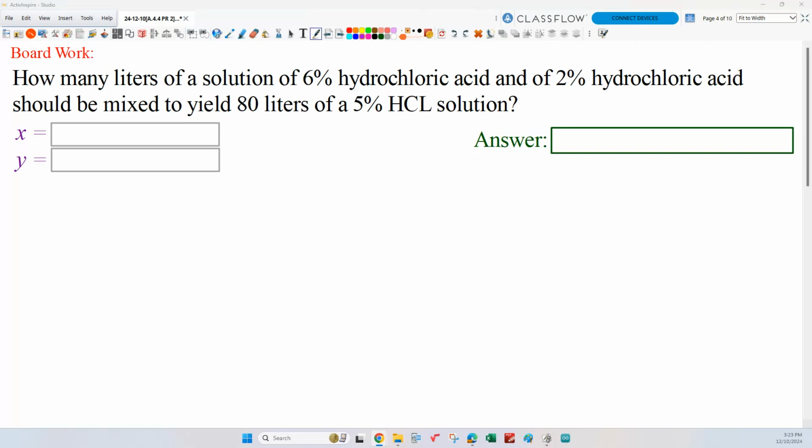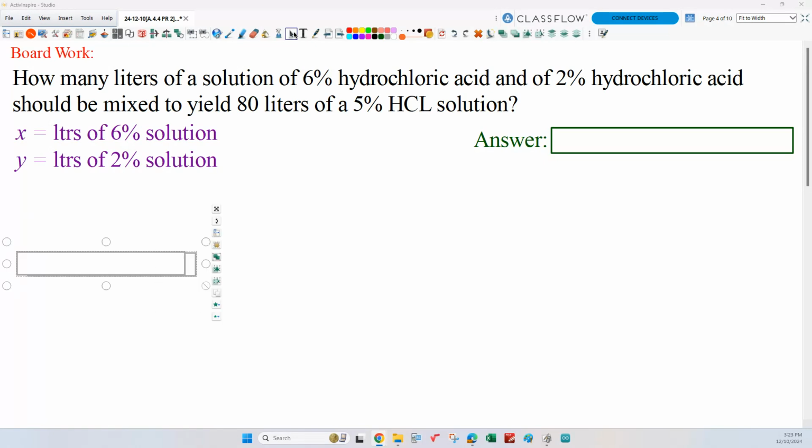Okay, so what did we say X was? Be very careful in your answer. What is X? 6%. Good. Okay. So it's liters of the 6% acid, right? Y is 2%. Liters of 2% solution. You've got to have the units in there, right? Capital L would have been better. So liters of each kind of solution.